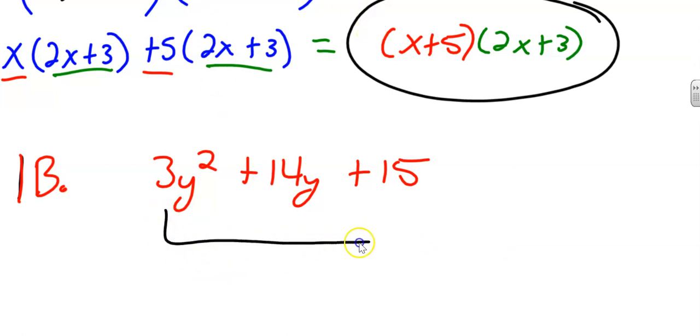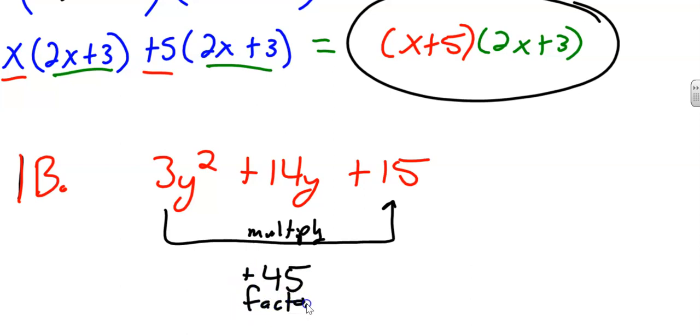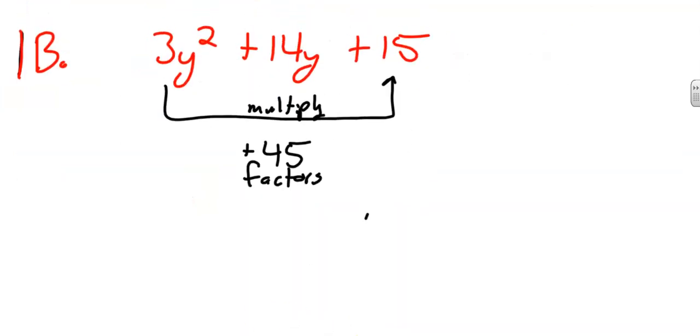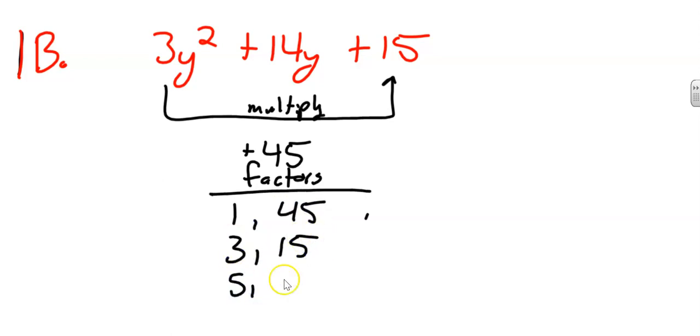Okay, so we'll go 3 times 15 for 45. And that's the number we have to find the factors of. Now it seems like there would be a lot for 45, but there's really only 3. It's 1 and 45, it's 3 and 15, or it's 5 and 9. And we need the sum to be a positive 14.